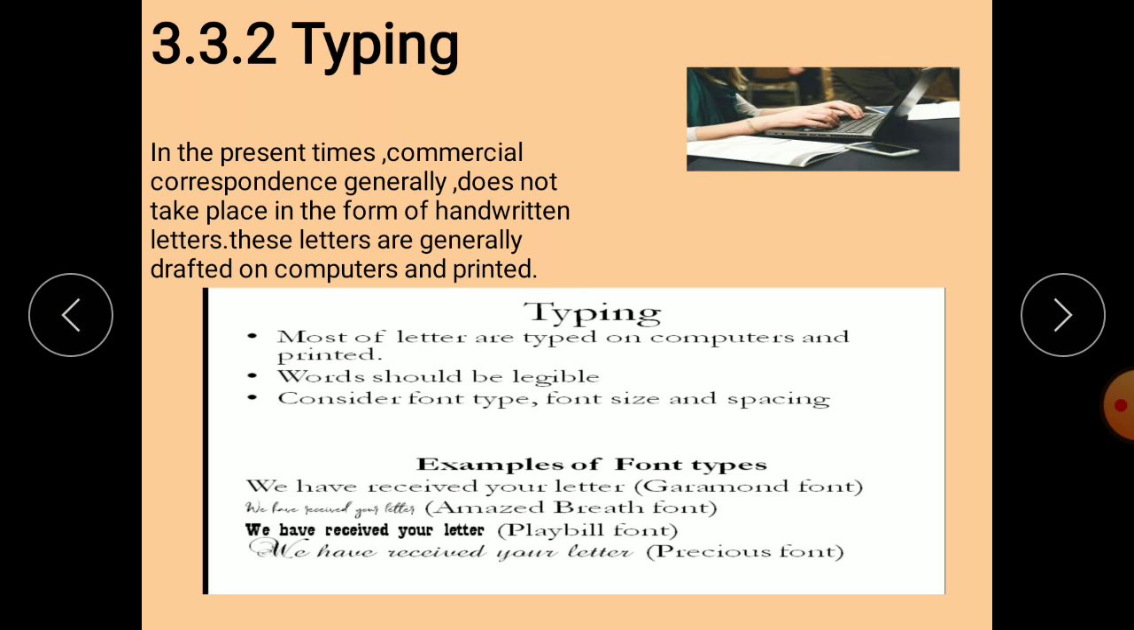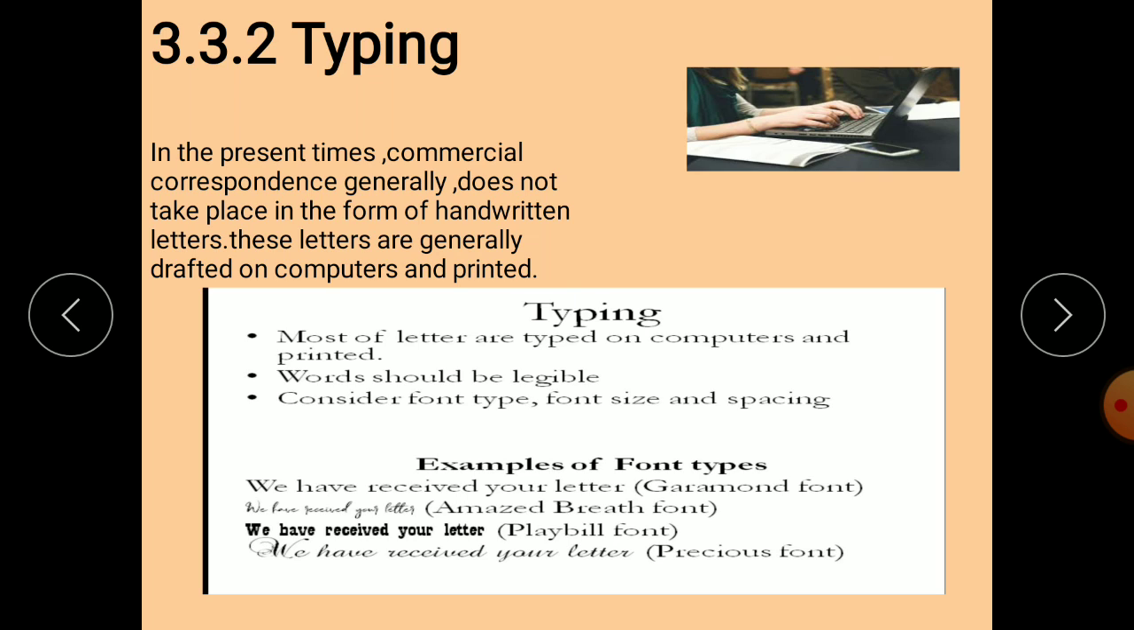Second is the typing. In the present times, commercial correspondence generally does not take place in the form of handwritten letters. These letters are generally drafted on computers and printed. Handwritten letters have remained limited to writing of personal letters. Typing should be legible. For a computer typed letter, fonts of different types and sizes are available. Simple fonts with least cursive variations increase legibility, and therefore they are generally used for commercial correspondence. Proper care in typing provides elegance and brilliance to the write-up and letter both.